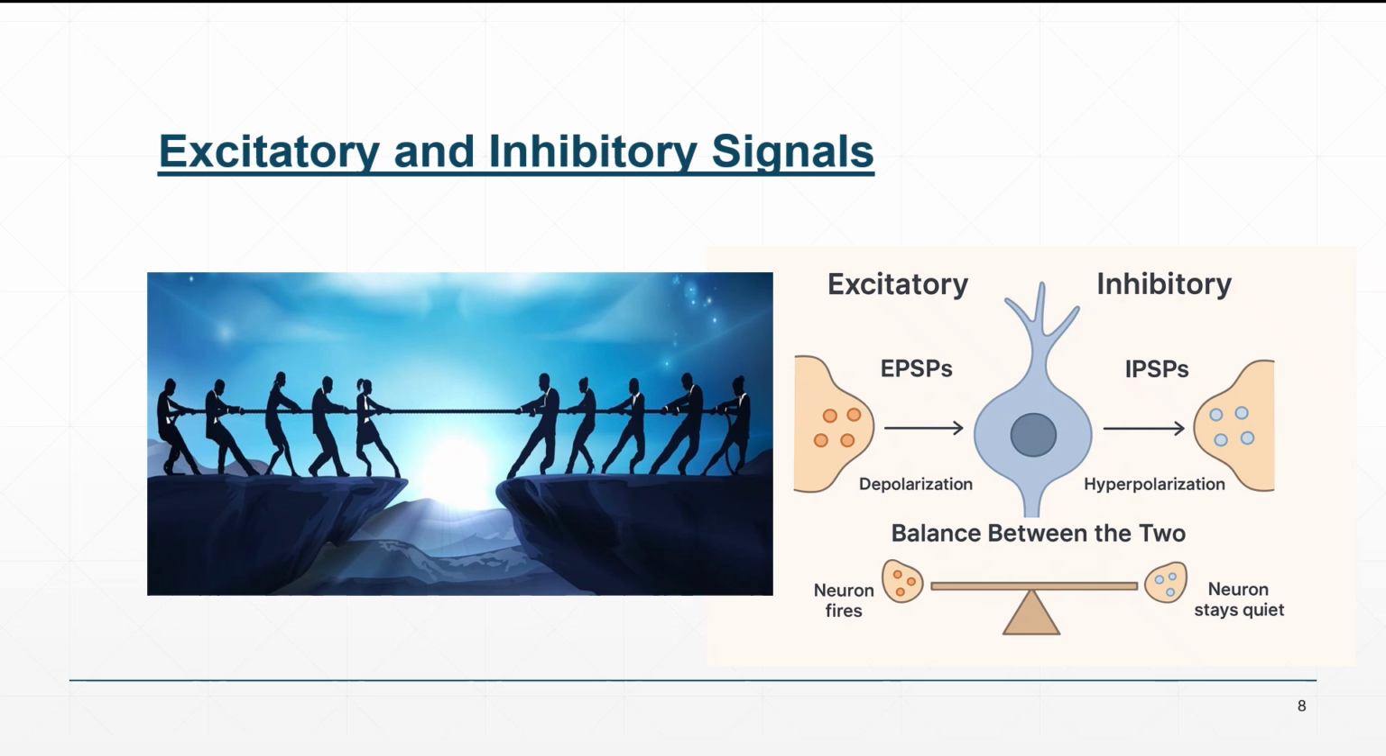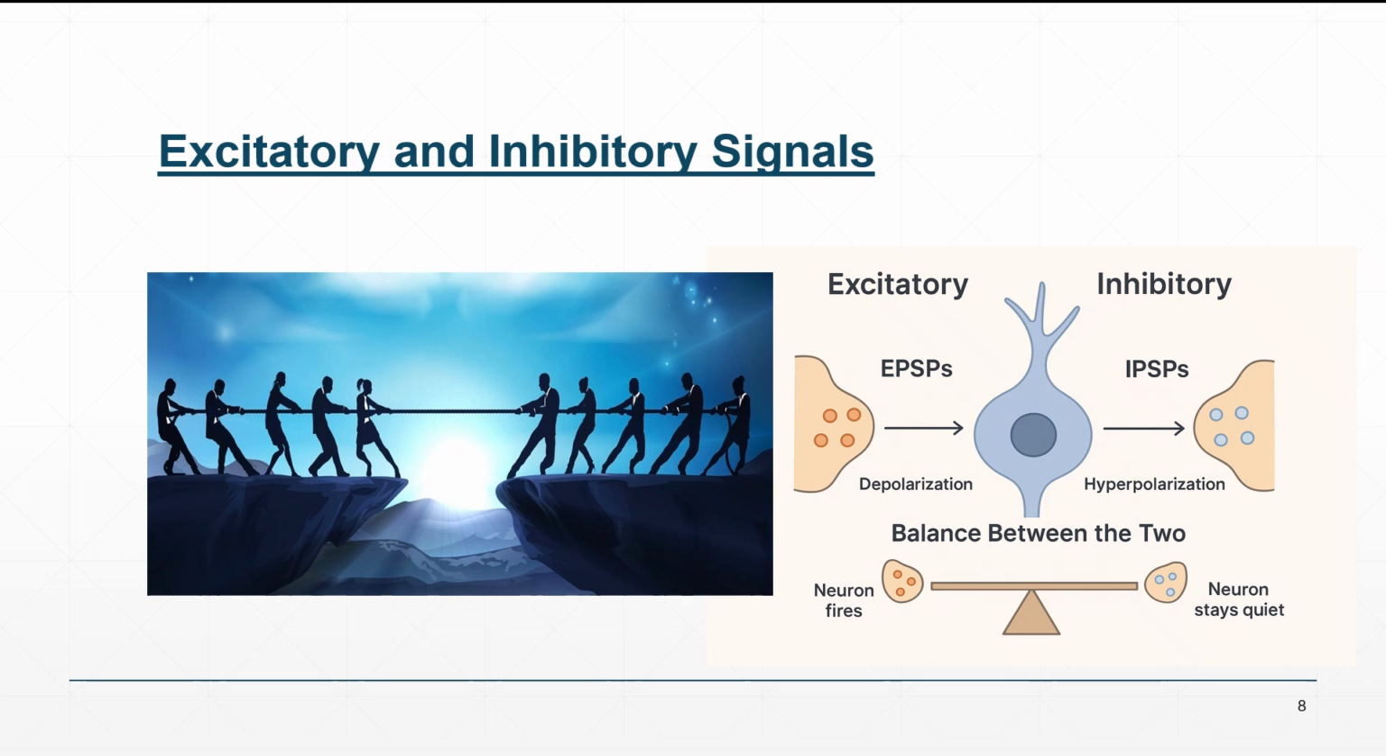It's not one single rope, it's a whole stadium filled with teams pulling in different directions, and the EEG shows us the average movement. Similarly, a neuron is always receiving both excitatory and inhibitory inputs from many other neurons at once. Whether it fires depends on the balance of these signals. If excitatory inputs are stronger, the neuron activates. If inhibitory inputs dominate, the neuron stays quiet.